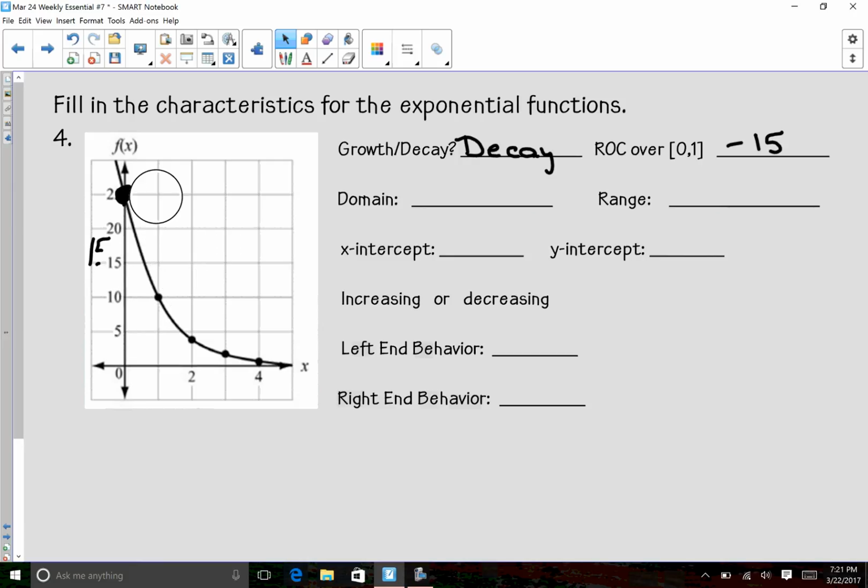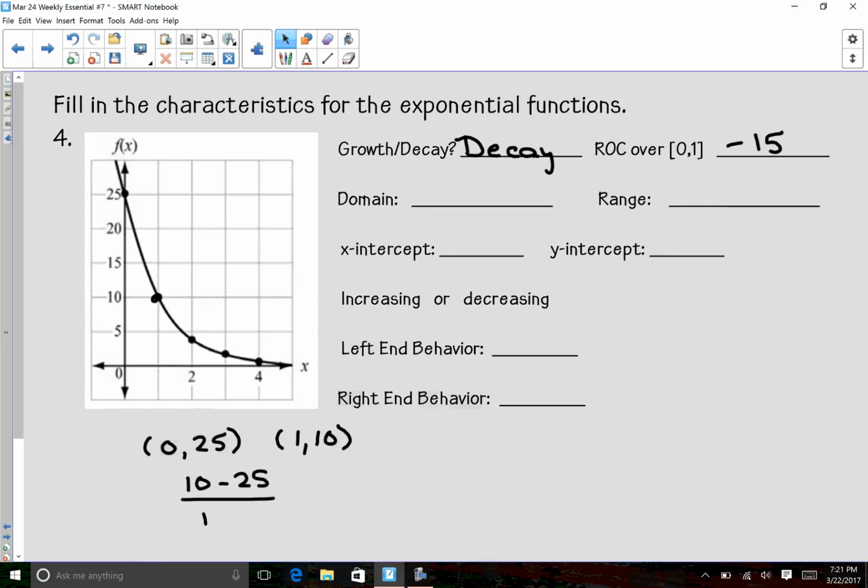Now, if that confused you, you could actually look at the points. You have the point (0, 25) and the point (1, 10). And you could actually do your slope formula. 10 minus 25 over 1 minus 0, which is -15 over 1, or -15. So you could do that if that's easier for you.